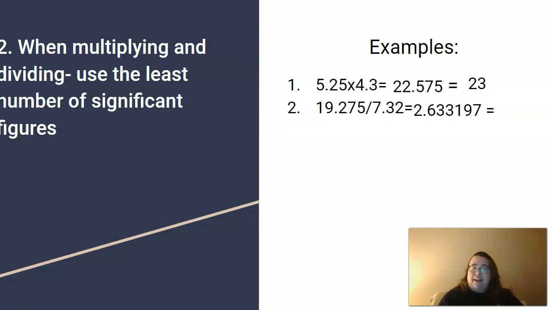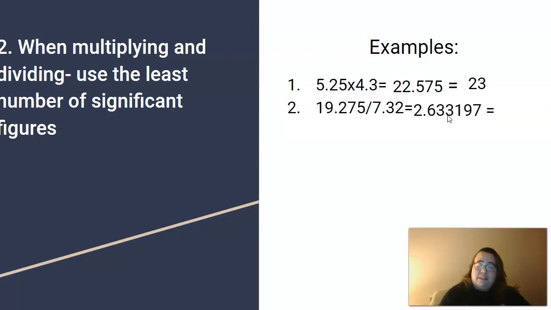So I'm going to come back to my answer of 2.633197. I'm going to go ahead and start on the left. My 2 is in my first significant figure place. I'm going to go next door. My 6 is in my second spot. Again, I'm ignoring this decimal point because it's not playing a factor. And then 3 was in the third spot. Again, I need to deal with this piece over here. So I'm only going to look to the number immediately to the right, which is another 3.